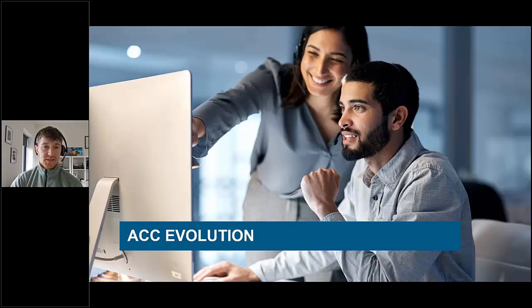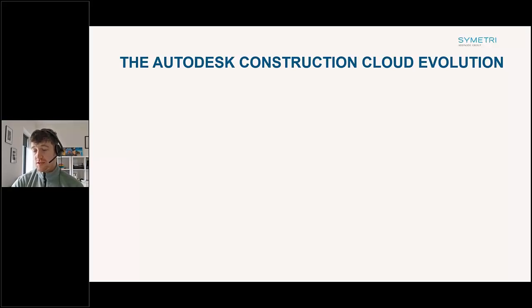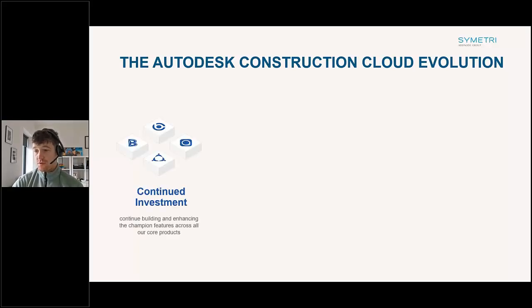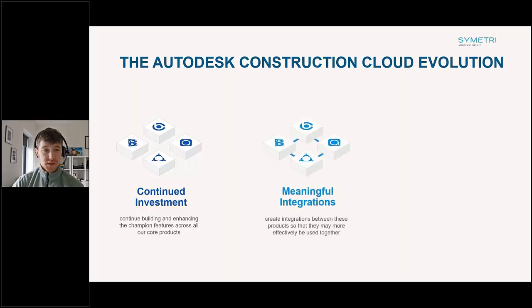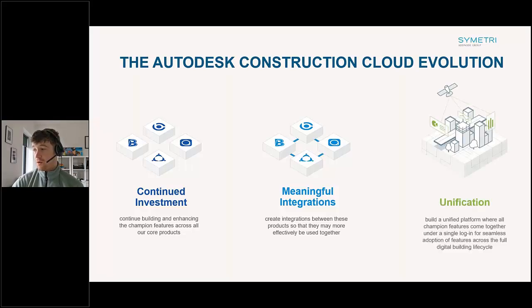So how did the ACC come about? How did it evolve? The ACC, or the Autodesk Construction Cloud, came about through continued investment in the likes of BIM 360, PlanGrid and Assemble, which meant that Autodesk then came about with meaningful integrations. They started to integrate those together and created one unified platform. Autodesk's main aim is to provide a complete portfolio of construction management tools, and what this amalgamation has allowed you to do is unify those products together to make one solid solution.